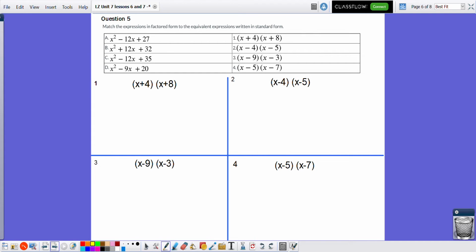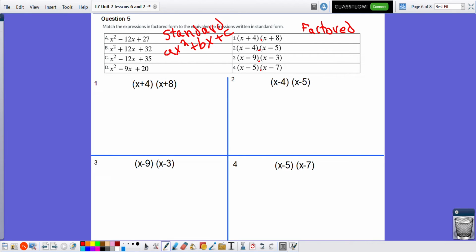Question 5. Match the expressions in factor form to the equivalent expressions written in standard form. I know that this is a standard form because the equations are written in ax squared plus bx plus c form. So we have x squared minus 12x plus 35. All of them have 3 terms. We know this is a factor form because we are multiplying.